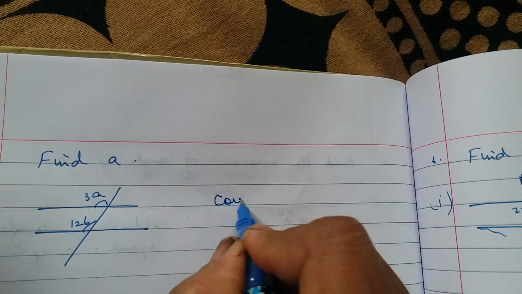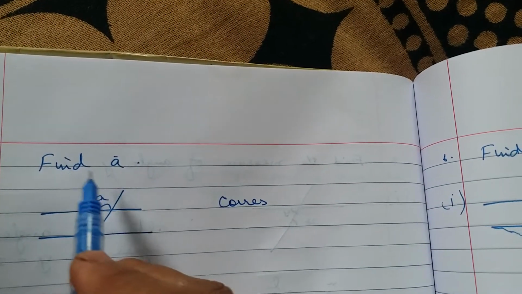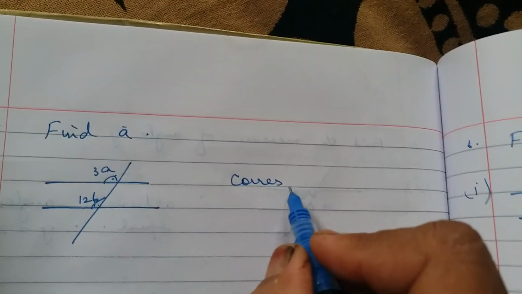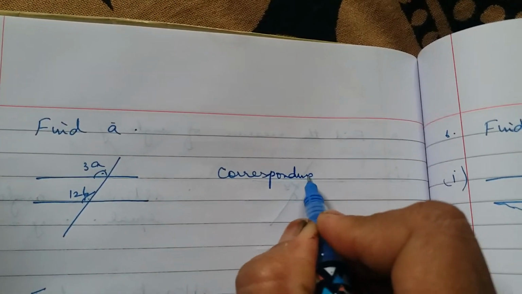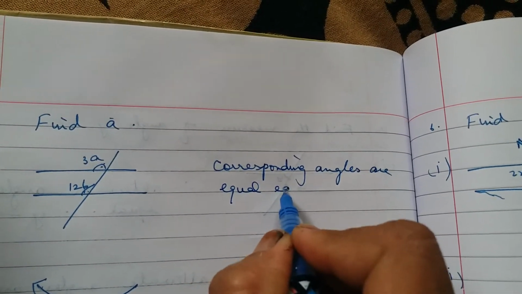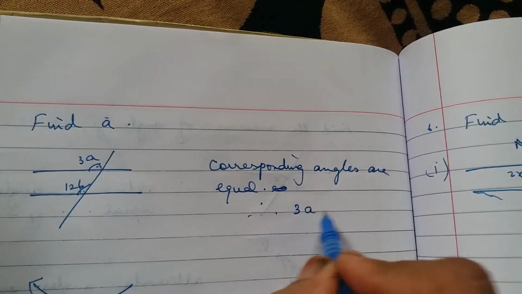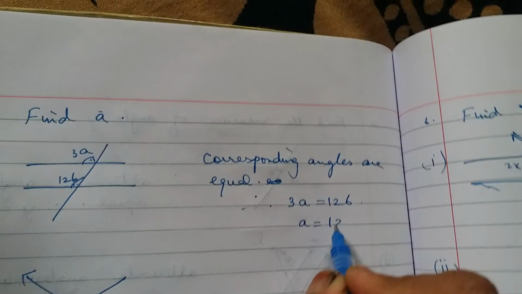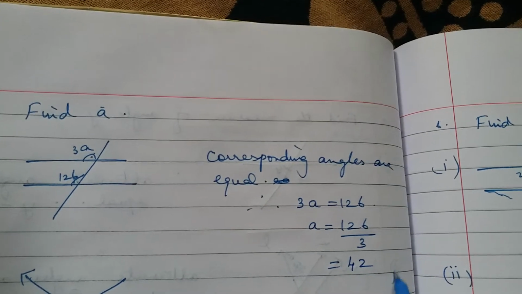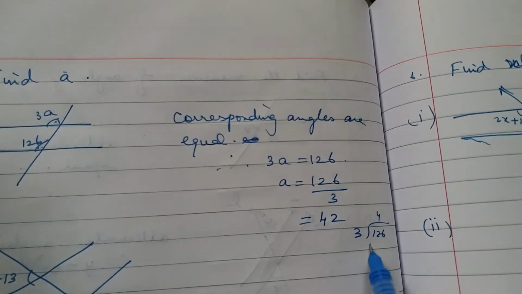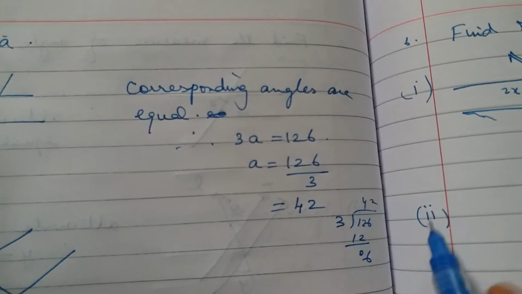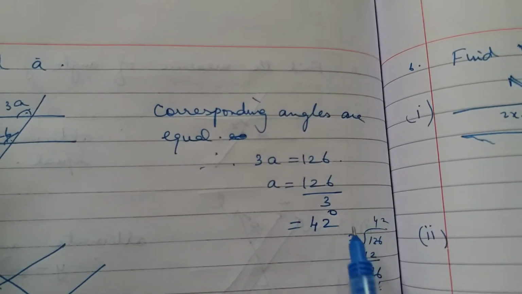Here corresponding angles are equal. See, fifth sum, A, they have asked you to find out A. You are finding out A, so you know corresponding angles are equal. So you can equate and find out the value of A. So you write corresponding angles are equal. Therefore 3A is equal to 126. A is equal to 126 divided by 3 is equal to 42. You divide by 3. 126 divided by 3: 3 4s are 12, 0, bring down the 6, 2 times 3 is 6. So your angle is 42 degrees.